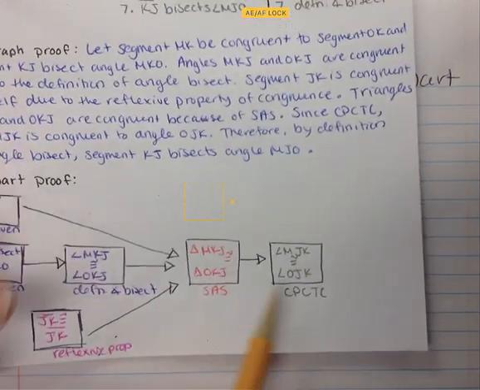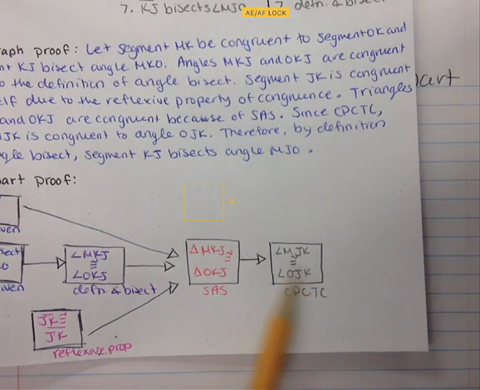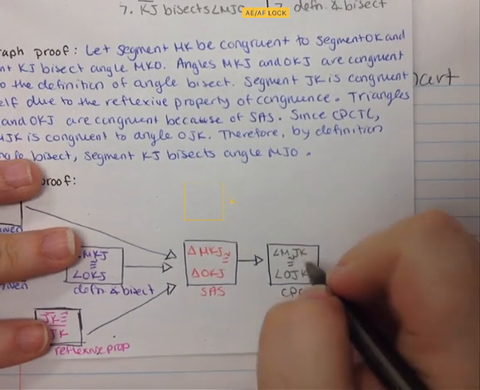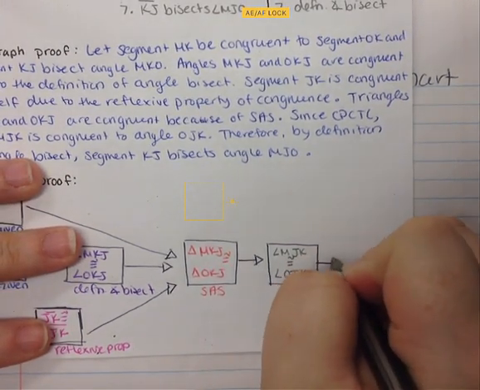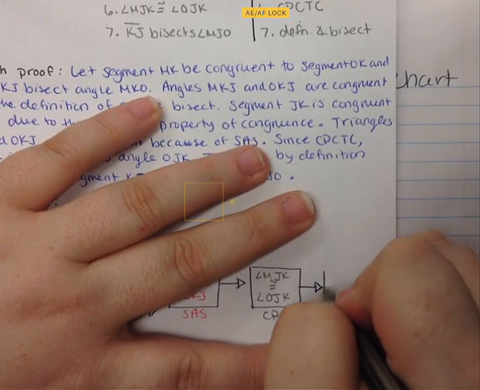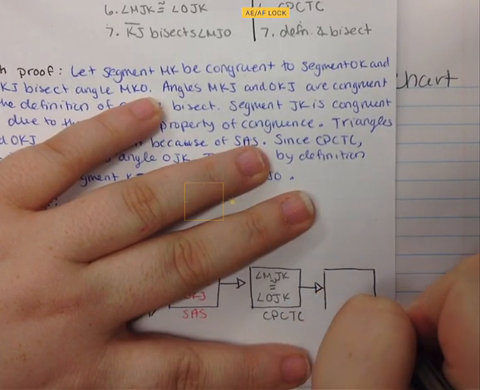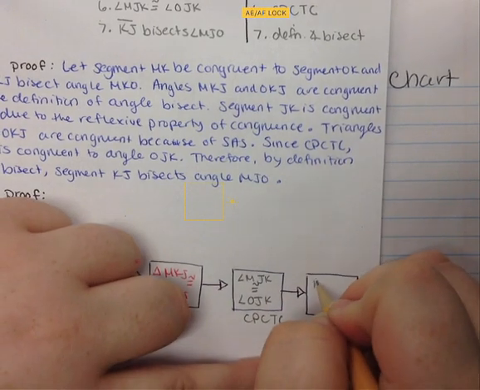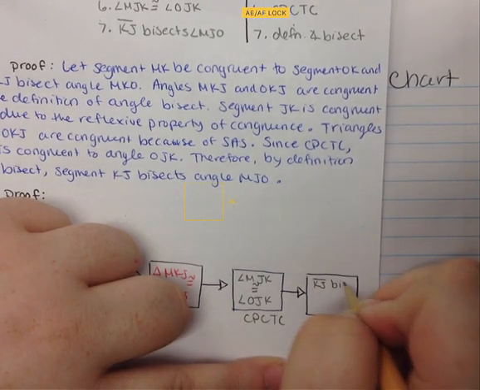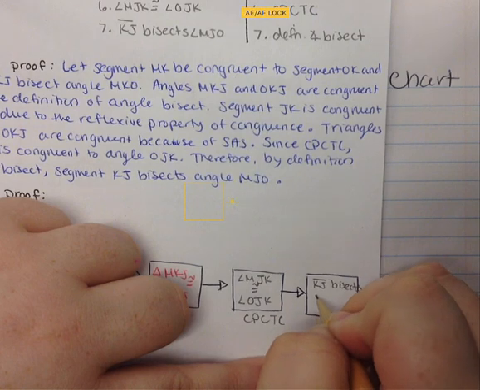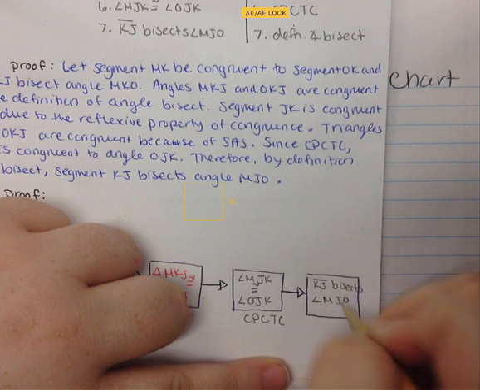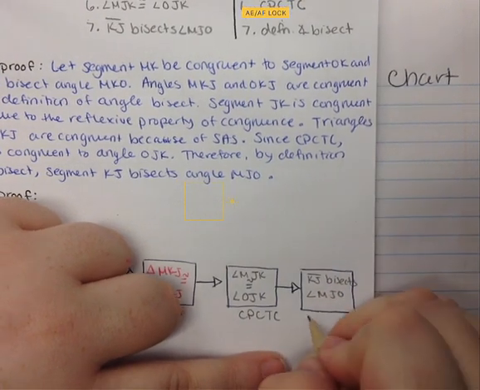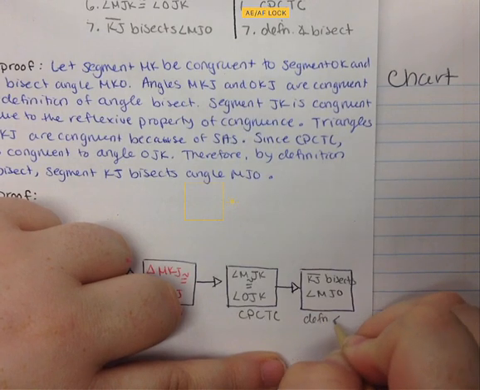But that wasn't our final statement either. Because these 2 angles are congruent, we could actually lead to our final statement. Because these 2 angles were congruent, we had that final statement that we had the bisect. So we could say that segment KJ bisects angle MJO. And the reason for that was because of the definition of angle bisect.